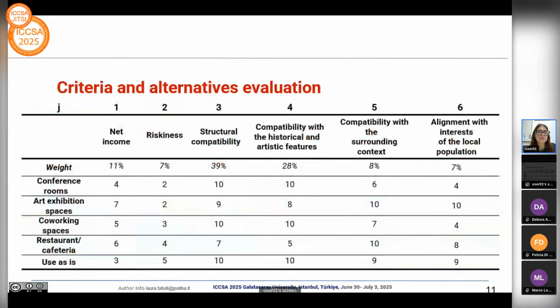This is the criteria and alternative evaluation, which was based on the attribution of scores from 0 to 10 for each alternative with respect to the criteria that we have seen before. And we can notice, for example, how the conference room was considered highly compatible from a structural point of view, as well as the use as is, while the restaurant cafeteria option was considered not really compatible with historical and artistic features, since the transformation needed for this use.